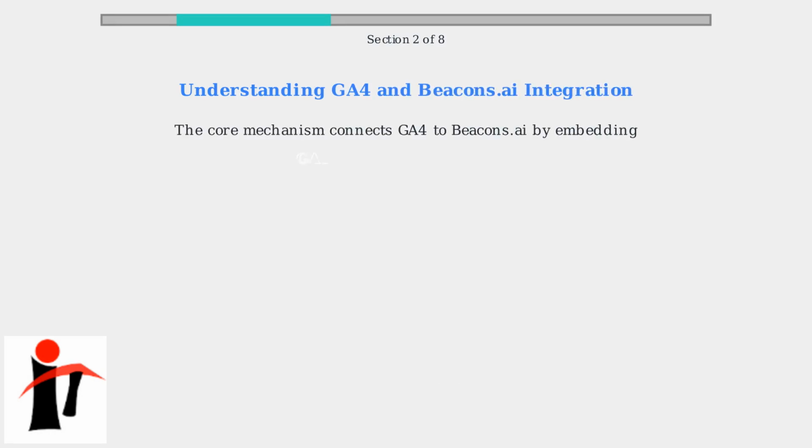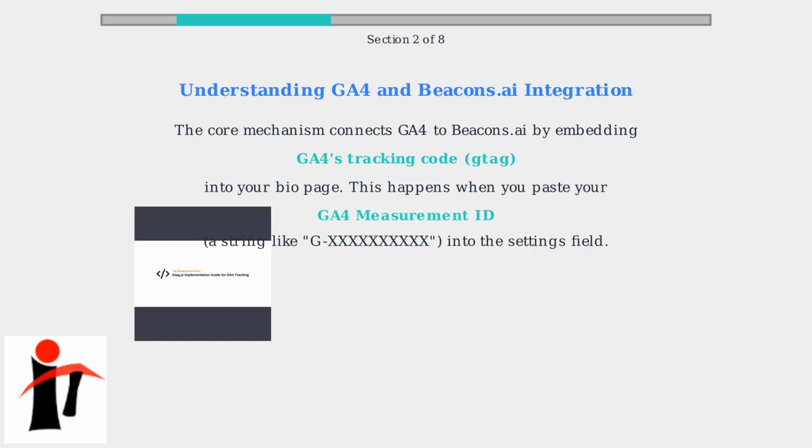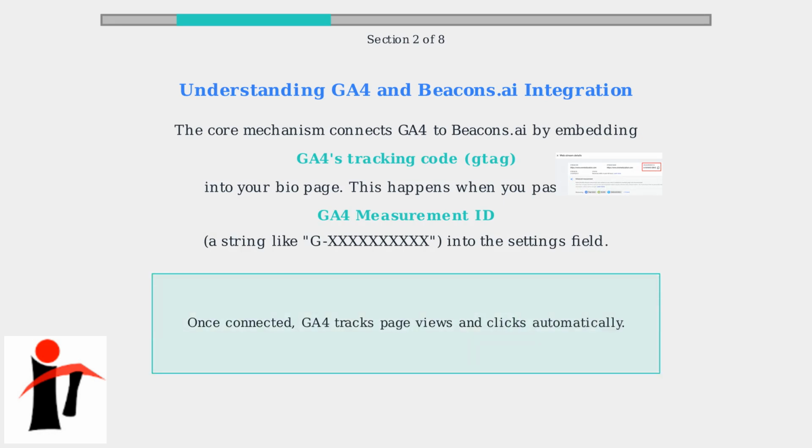The core mechanism for connecting Google Analytics 4 to Beacons.ai involves embedding GA4's tracking code, known as G-tag, directly into your bio page. You accomplish this by pasting your GA4 measurement ID, which looks like G-XXXXXX, into the designated field within your Beacons.ai settings.